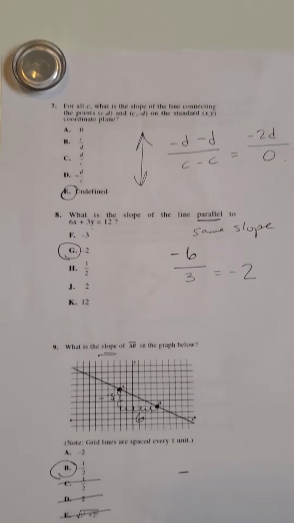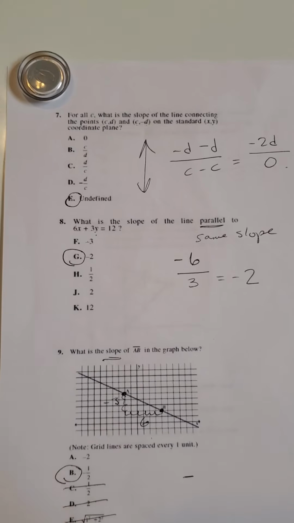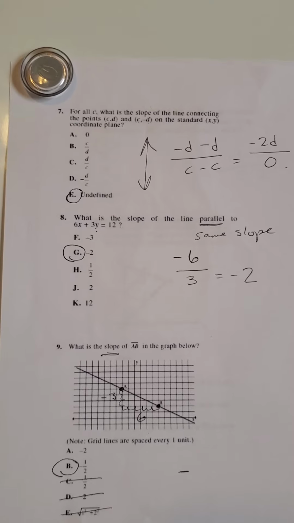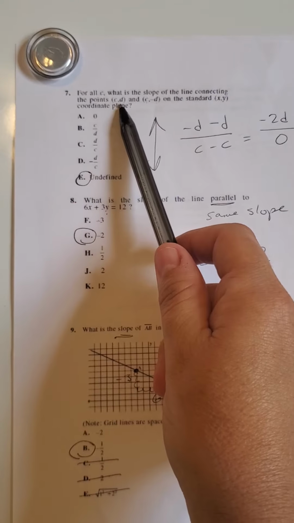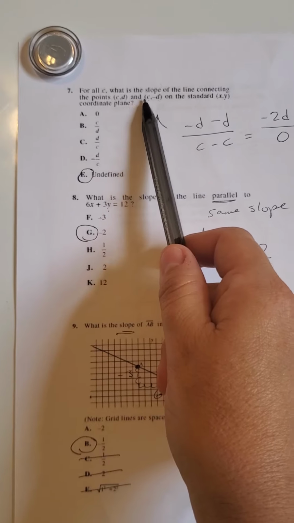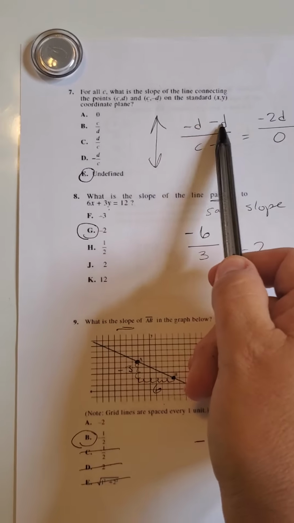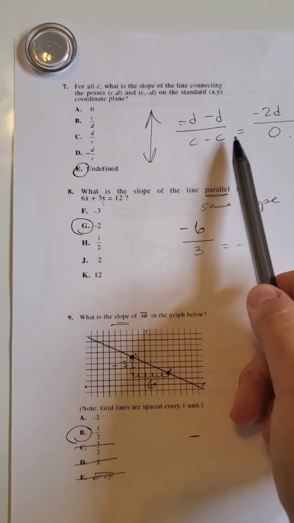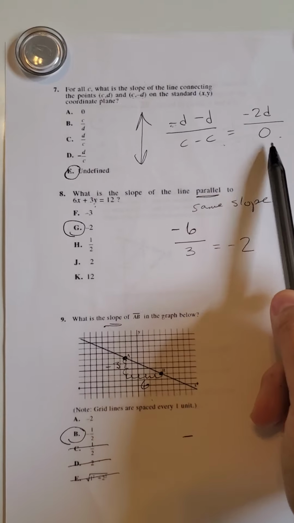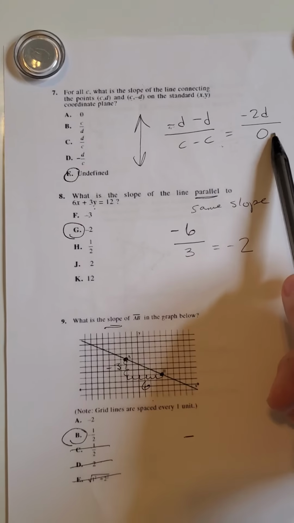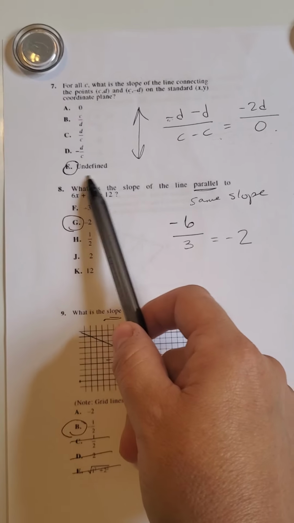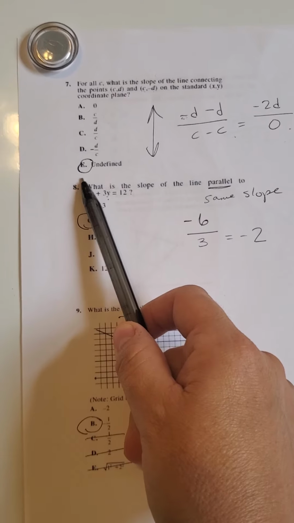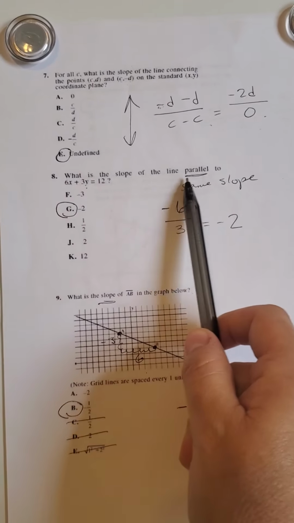All right, so here we go on the next ones. I went ahead and worked 7, 8, 9, and 10 real quick, so I make it a little faster. This one wants to know what is the slope. So here's my D's, right? Those are my Y's, and here's my C's. If I subtract my C's, I get 0 on bottom. Anytime I have 0 on bottom, it's a vertical line, which means it's an undefined slope, so my answer is E.